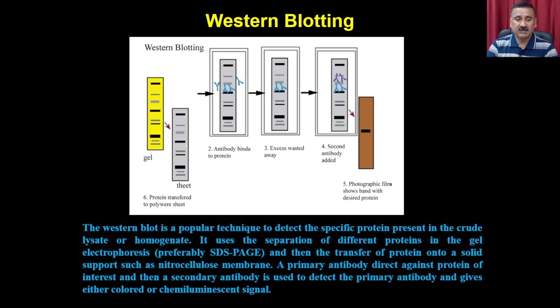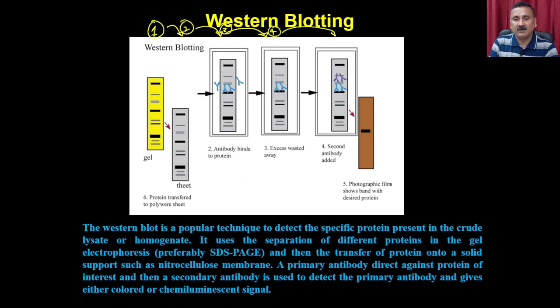So what you are going to see here is that, as step number one, you run the proteins on an SDS-PAGE. Then you transfer that onto a nitrocellulose membrane, which is step number two, and then you do a blocking step followed by the primary antibody. After the primary, you have a washing step so that the excess antibody can be removed. This is step number three, and this is step number four.